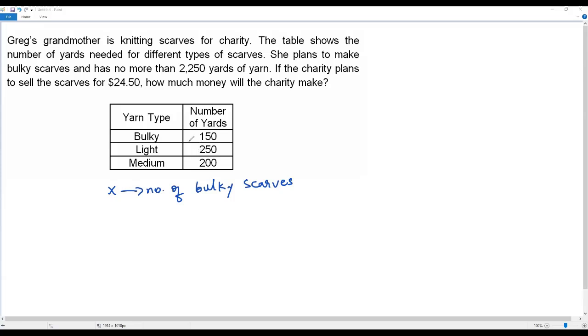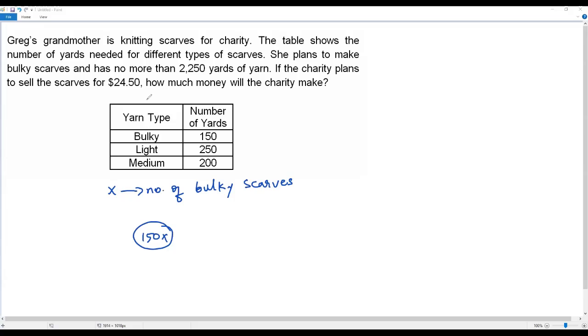So for one bulky scarf, we need 150 yards. So to make x number of bulky scarves, we have to multiply this 150 by the number of bulky scarves that Greg's grandmother can make. So it's going to be 150x. This expression 150x represents the total number of yards required to make x number of bulky scarves.